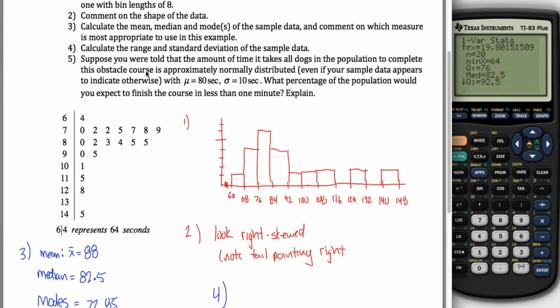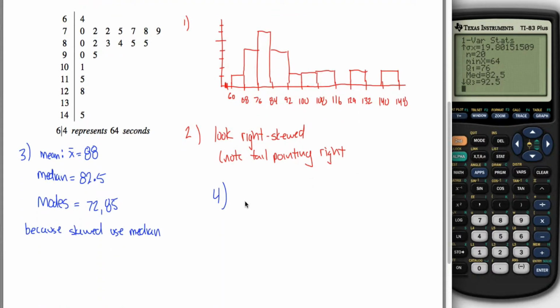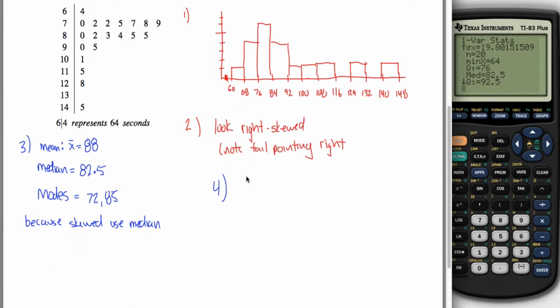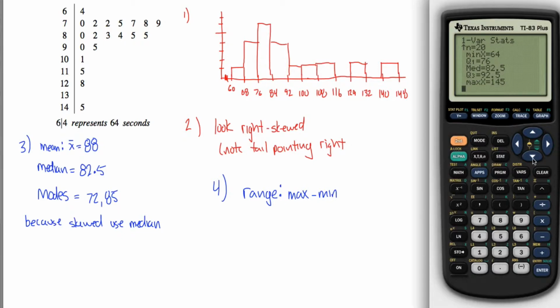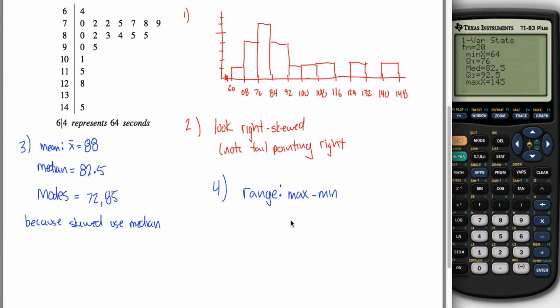Moving on to number 4. Calculate the range and the standard deviation of the sample data. All right, is that all I said? Range and standard deviation? All right, sure. Range. The way you calculate the range is it's your largest observation minus your smallest observation. Those are given to you in your calculator, or you can just look up in your data. My largest was 145. My smallest is 64. And so maximum and minimum. So if you do 145 minus 64, you can type it into your calculator if you want, or you could just do it and get 81.